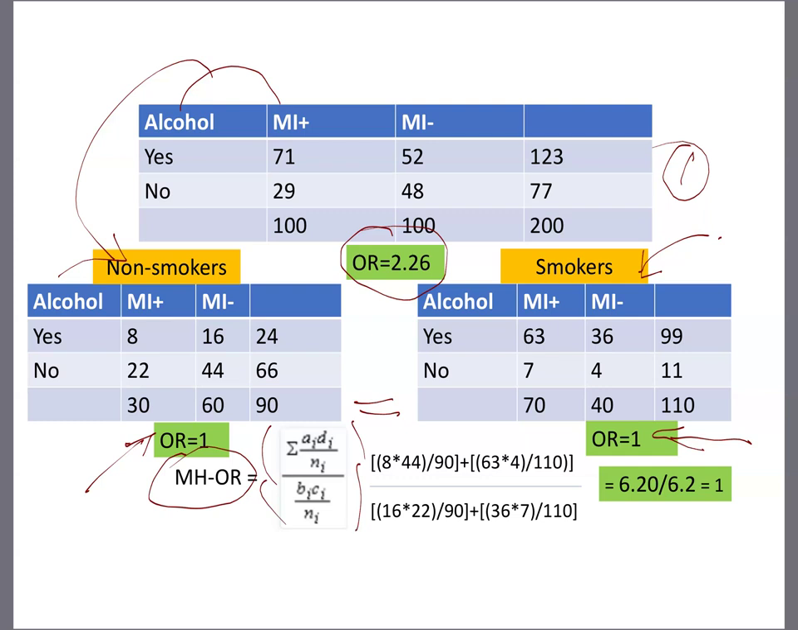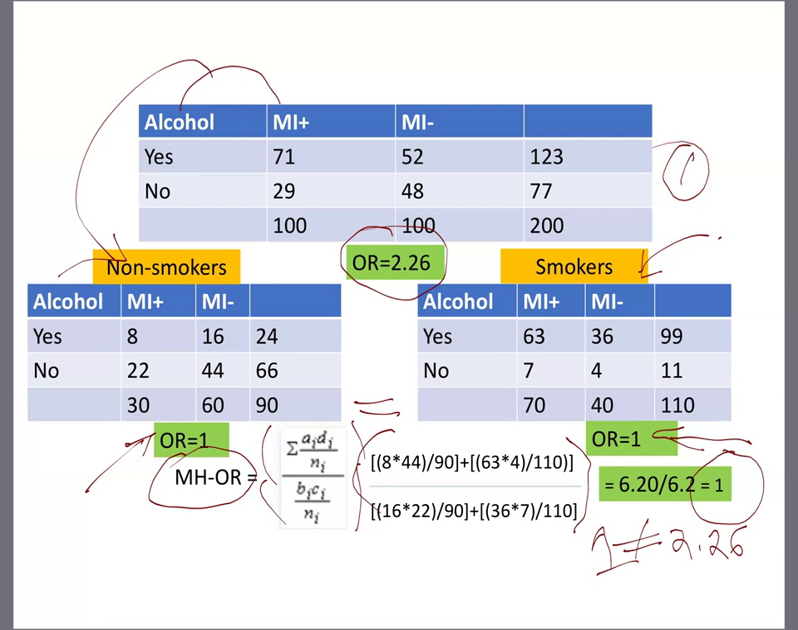I am not going to go into detail, but you can calculate the weighted average of the effect and you get it as 1. Now you compare this, the weighted average of the stratum specific odds ratios, with the crude odds ratio. So you have to compare 2.26 and 1. Now these are not equal to each other. It means smoking is a confounder for the association of alcohol and myocardial infarction.